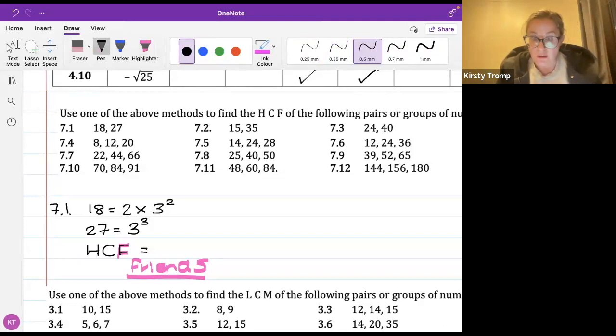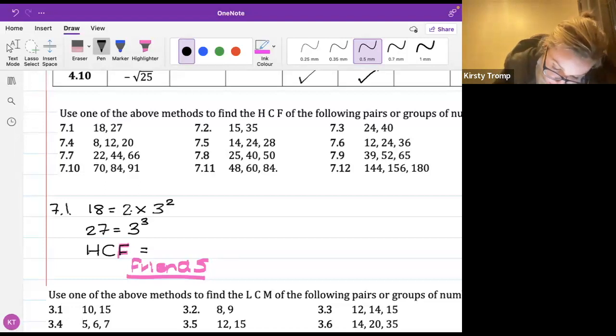So if I'm looking at my two numbers, 18 is the same as saying 2 times 3 squared. So let's start with the 2's. In 18 I've got a 2. In 27 do I have a 2? No, I don't. So do I want to embarrass my friend by putting a 2 in the highest common factor? Nope. Then I move to the 3's. I've got 3 to the power of 2, and I've got 3 to the power of 3. Am I cool with putting a 3 down? Yes, I am, because they both have 3's in them.